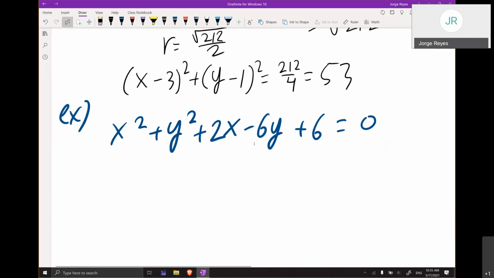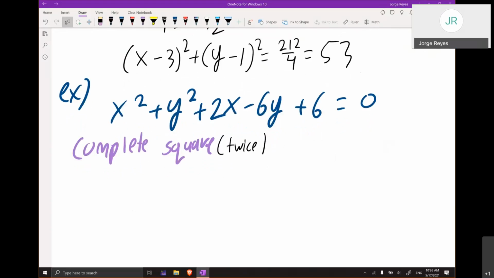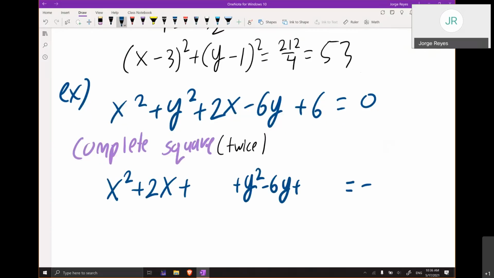Because actually what you have to do is complete the square. This is why I told you guys when I taught you completing the square that it's not going to go away. In fact, you have to complete the square twice here. So step one, I'm going to rewrite this equation: x squared plus 2x plus blank, y squared minus 6y plus blank is equal to, and I'm just going to move the 6 over, so negative 6.